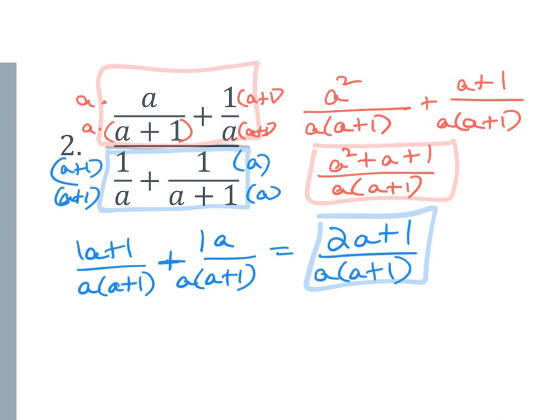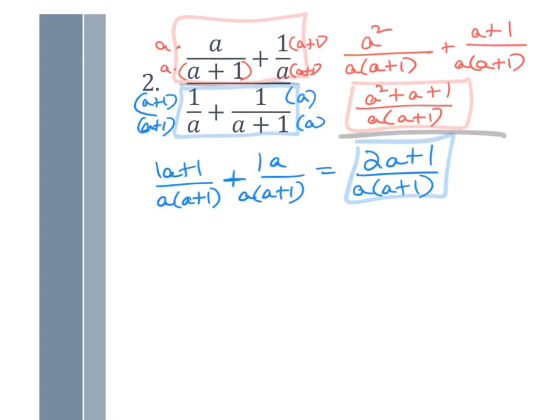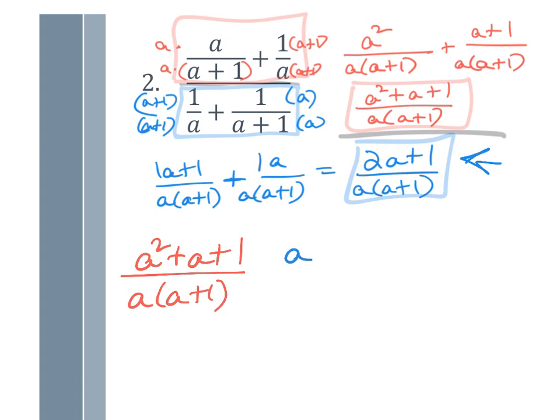I now have to divide them, because again, here's my complex fraction. So again, I'm going to write the numerator. I keep it the same. So a squared plus a plus 1 over a times a plus 1. Because I'm dividing, I'm going to flip this fraction upside down. So the a times the a plus 1 becomes the numerator, and the 2a plus 1 is the denominator.